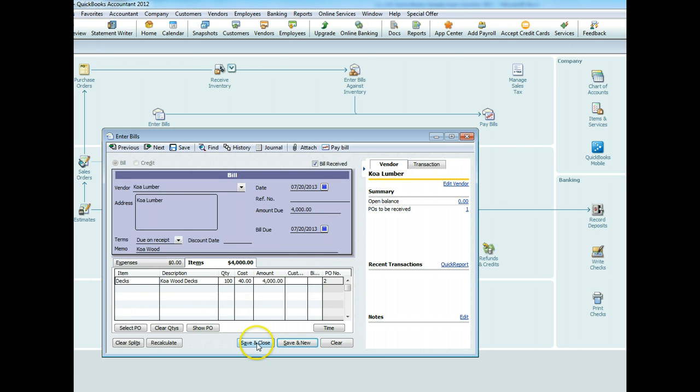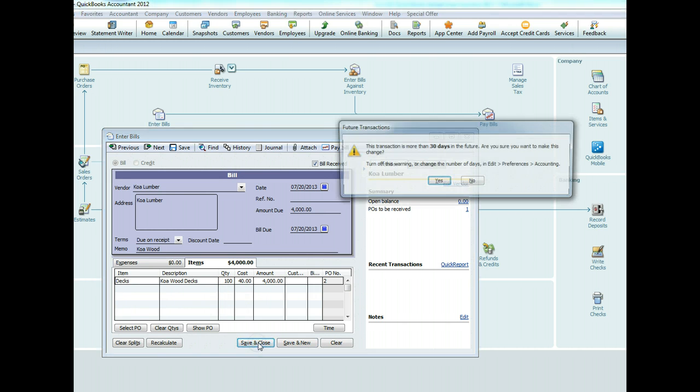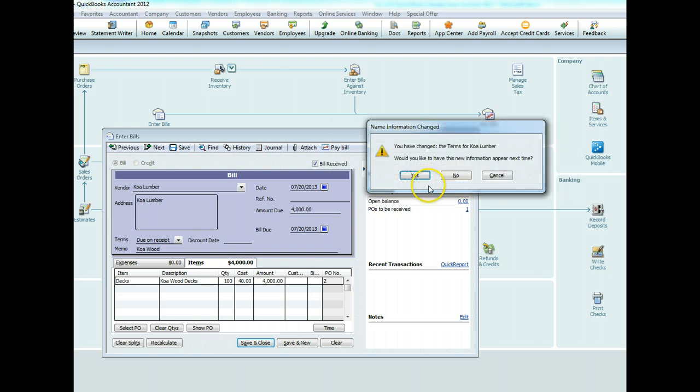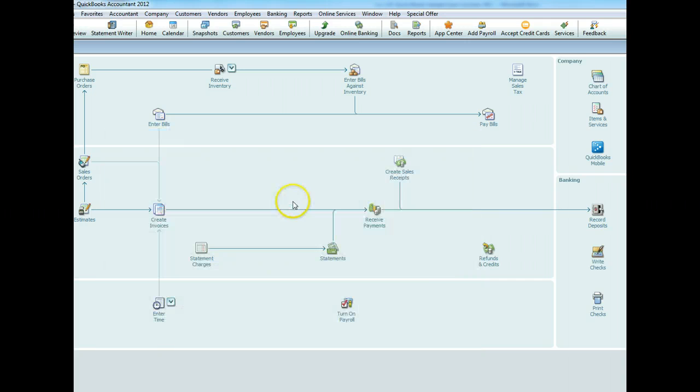Coalwood decks. Alright, save and close. And we'll have it show up the same way next time. Now here's a wrinkle. You're going to reimburse yourself for the business use of your vehicle. You have a total of 198 miles, 33 miles each way. So let's do the math.